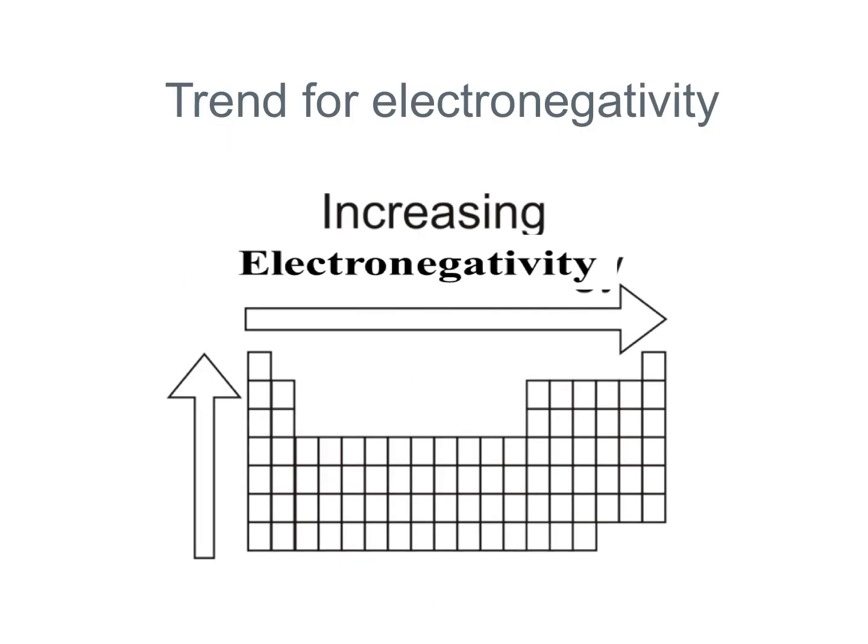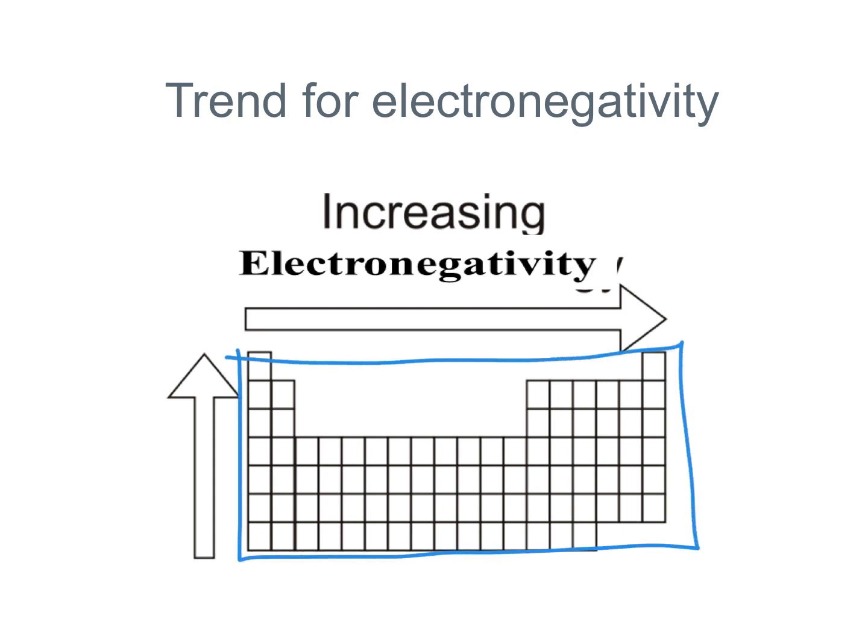And so our trend for electronegativity increases as we go up and to the right. And remember, if you don't want to draw the periodic table, you can just draw the rectangle. You can either draw your arrows going up and over to the right, or you can combine these and do one big diagonal arrow. Whichever one you want, you just need to know it increases as we go up and to the right.